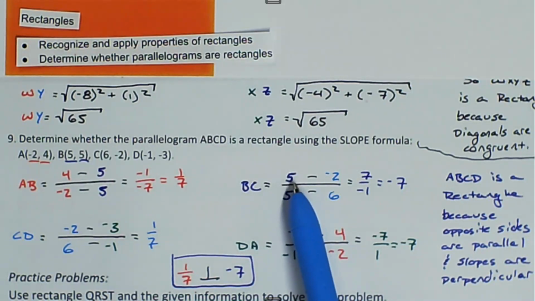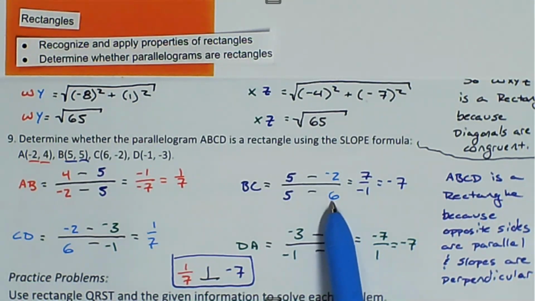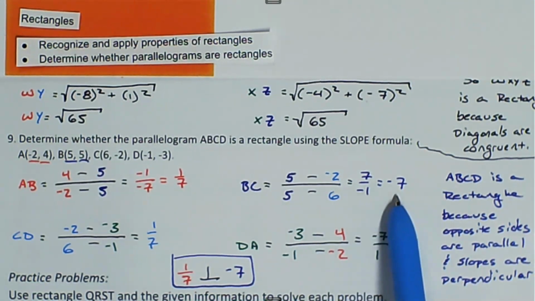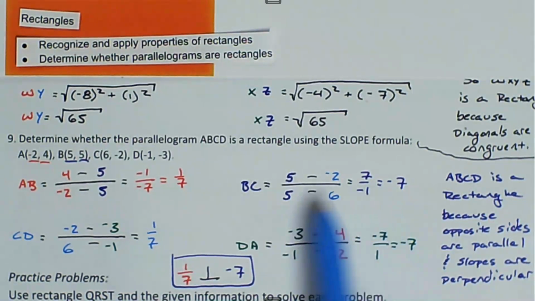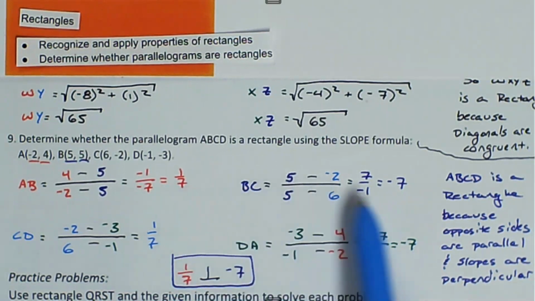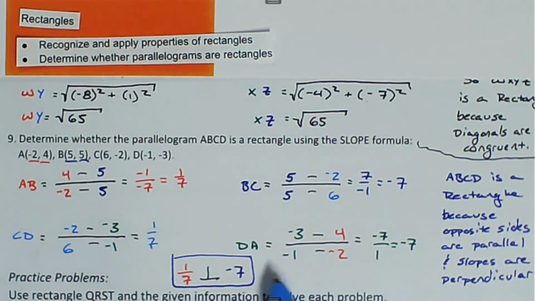BC, 5 for the y, 5 for the x. C, negative 2 for the y, 6 for the x. We go ahead and do our math, and we get negative 7. So BC is negative 7. That is really good because we have 1/7 here and negative 7. So that is the opposite reciprocal. So we know that those are going to be perpendicular. So we just have one more to check. And it turns out that that is also perpendicular.